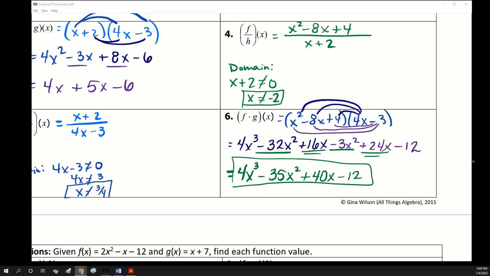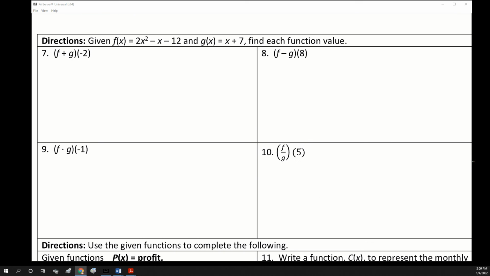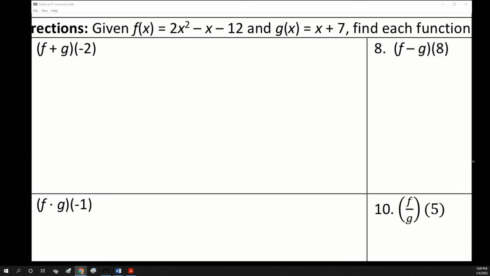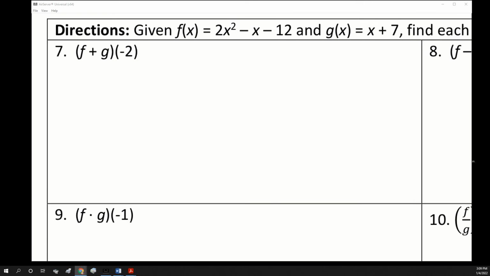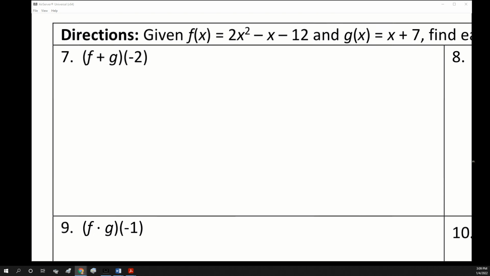Okay, so the next 4, you're going to need a calculator for. Hopefully you already have one. If not, I do want you to practice this with me, so go grab one and you can pause the video if you need to. Okay, so these are a little different. So how are they different?